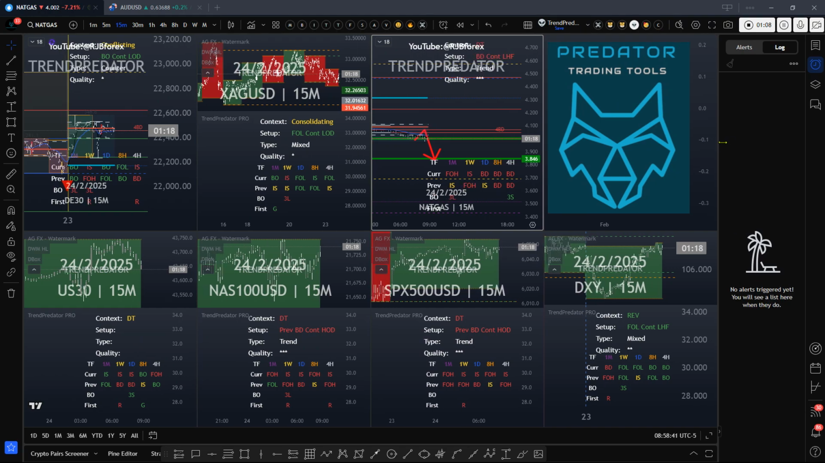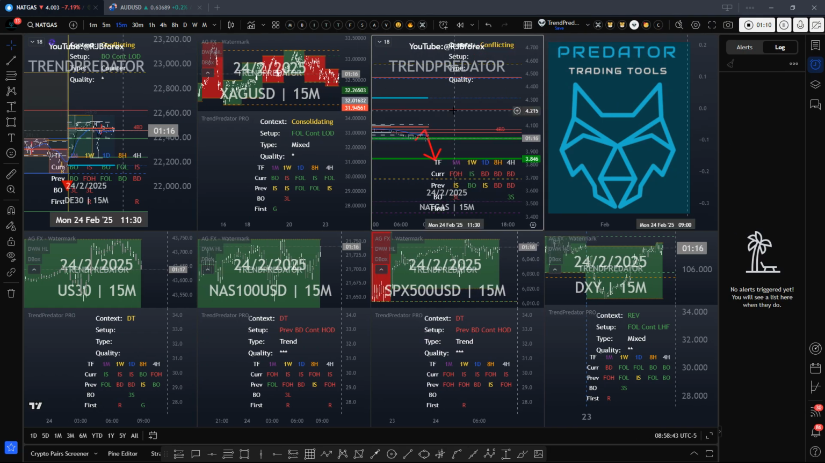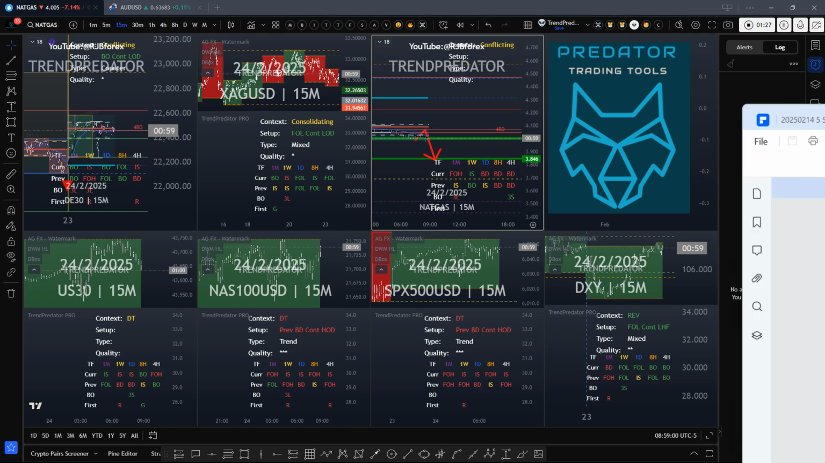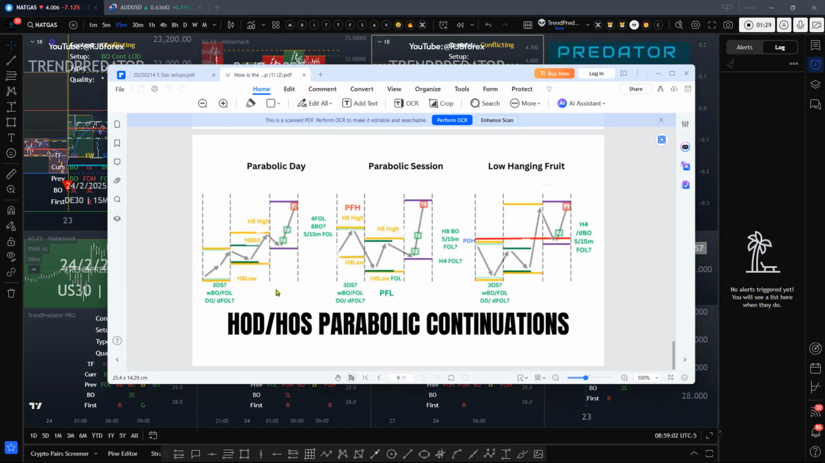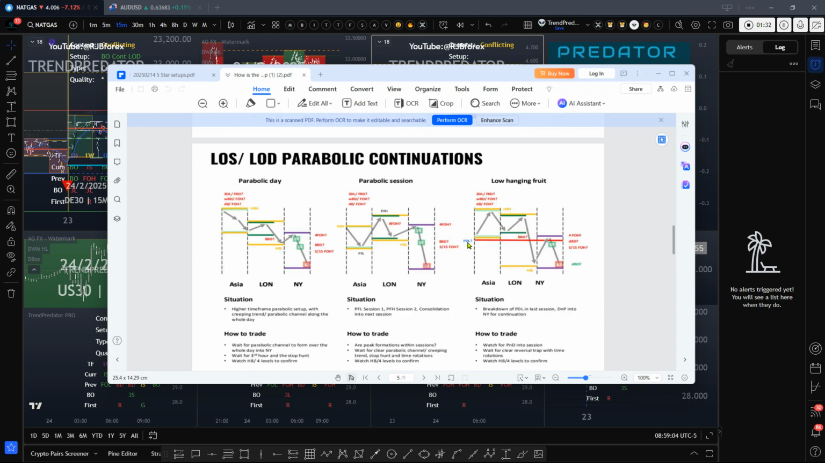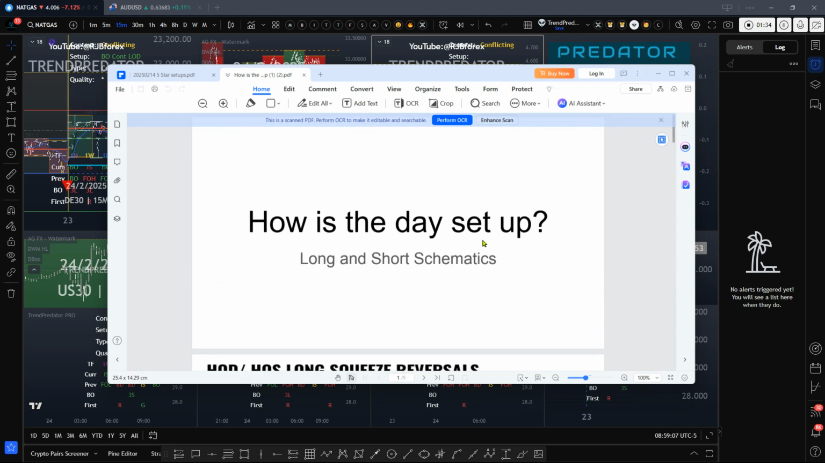And the TrendPredator Pro does all of the analysis for me to the point whereby I really don't have to do anything at all apart from check out the setup signals that it sends me and marry it up to my go-to trade setups. How is the market set up on the day?